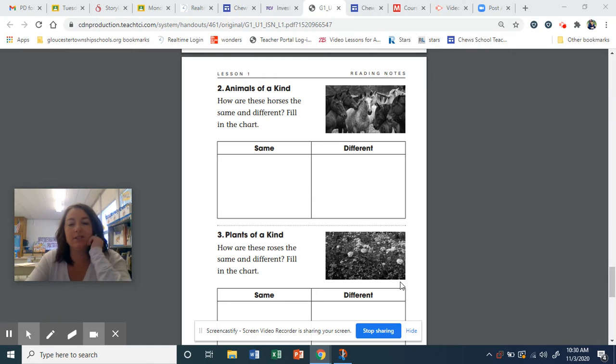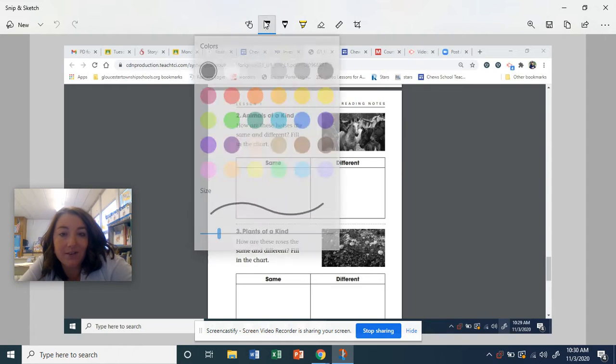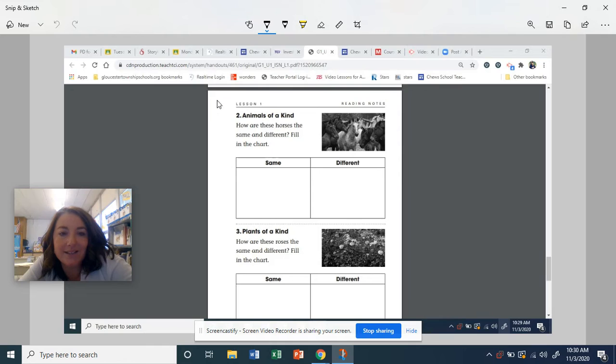And what we're going to do today is we are going to be talking about how some animals are the same and how some animals are different. So, how are these horses the same and different? Let's fill in the chart. So on this side, we're going to write something that's the same about the horses. And then on the other side, we're going to write about something that is different.